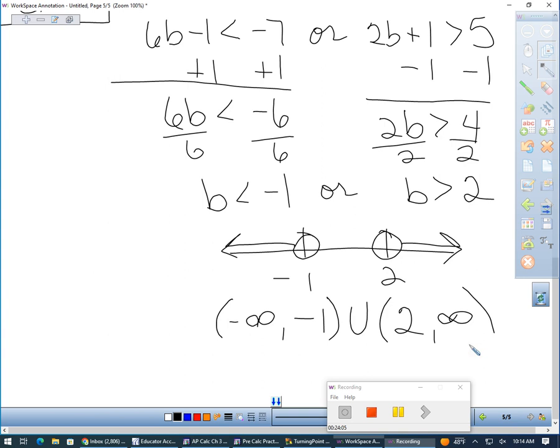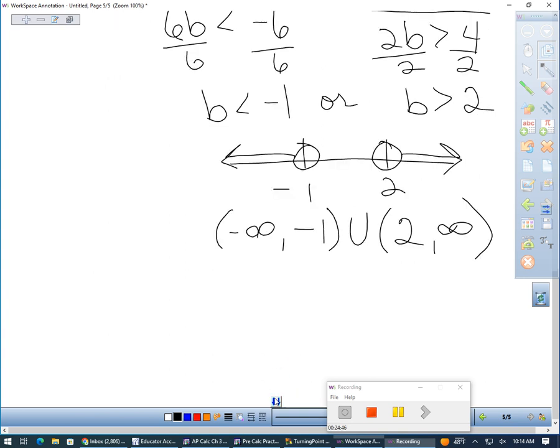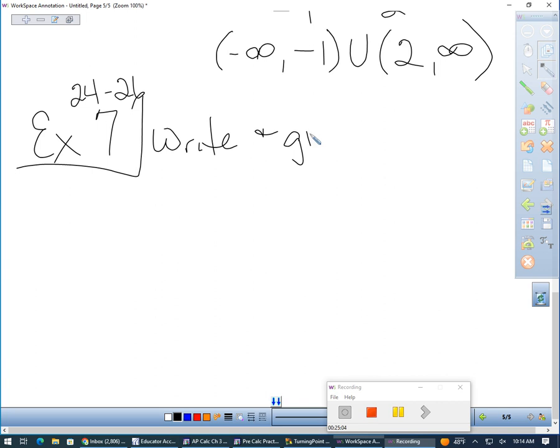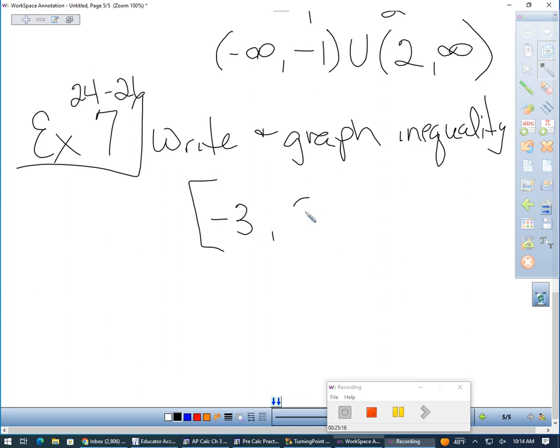Should I do an example, or are we good? Yes? All right, here, let's do this example. Example 7. So 24 and 26. I'm going to ask you to write and graph the inequality. And maybe you get something that looks like this. All right, so first of all, tell me what kind of compound inequality that is.